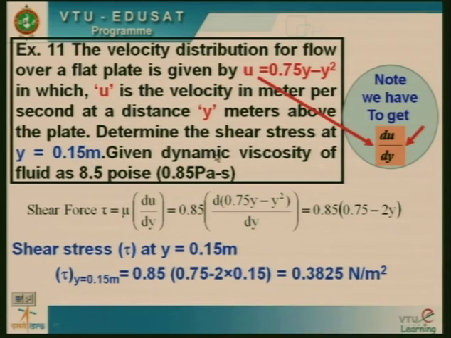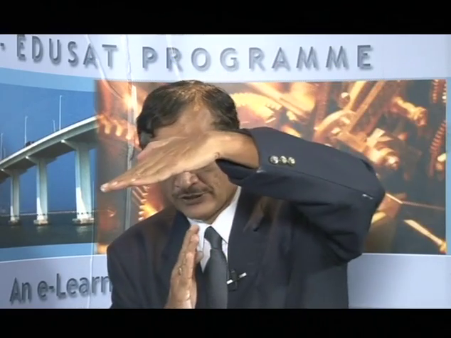Given the dynamic viscosity of the fluid as 8.5 poise, or he has himself divided it, 0.85 Pascal second. Whether the question is understood? He has given you a velocity distribution for a flat plate. It is parabolic, correct. He is asking you what is the shear stress.